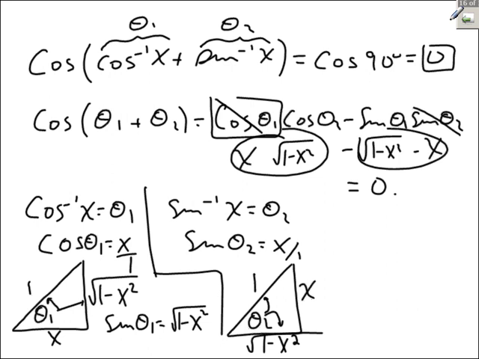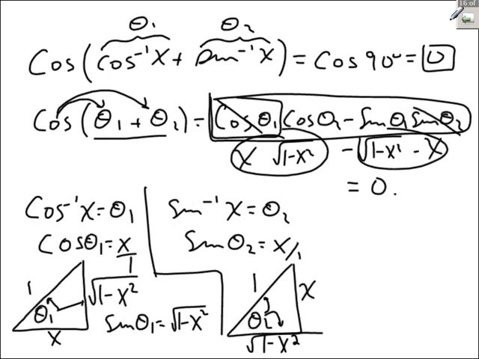And please, the cosine of a sum is not the cosine of the first angle plus the cosine of the second angle. That was not the rule. This here has always been the rule for the cosine of a sum.